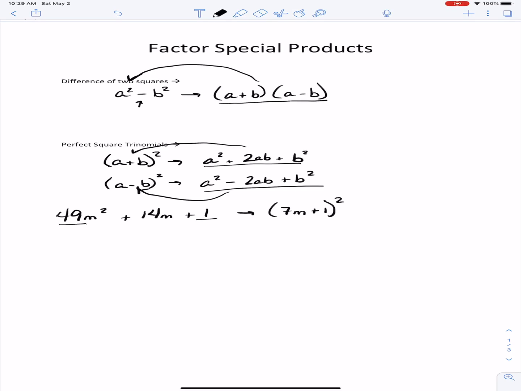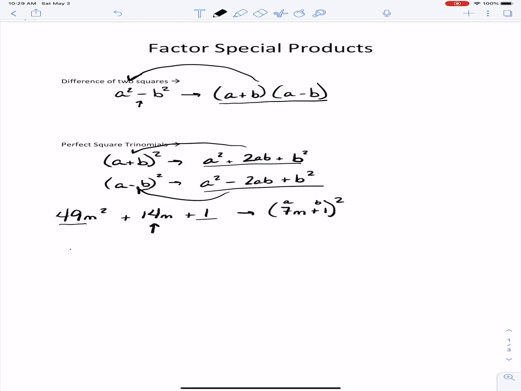Okay, so let's check to see if that is correct. The way that I do this is I look at my A term and I look at my B term, I multiply them together and then multiply by 2, and if it equals my B term, my middle term, sorry, then I know that it is a perfect square trinomial. In this case, we're good. Okay, let's look at another one.